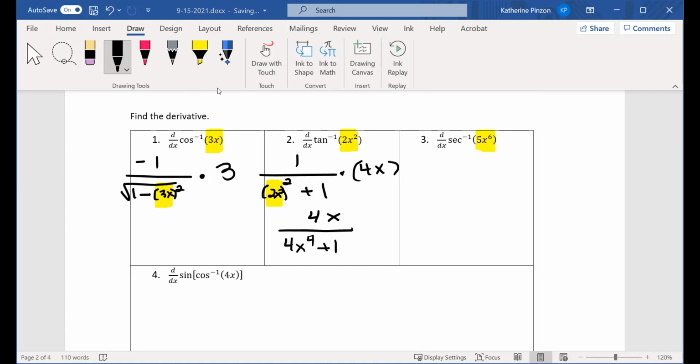Okay, one more. Derivative of secant inverse. The derivative of secant inverse is 1 over absolute value of stuff, right? Times square root of stuff squared minus 1. The yellow is all that stuff. 5x to the 6th. 5x to the 6th. Times 30, the derivative of the inside, the derivative of that yellow piece, 30x to the 5th.